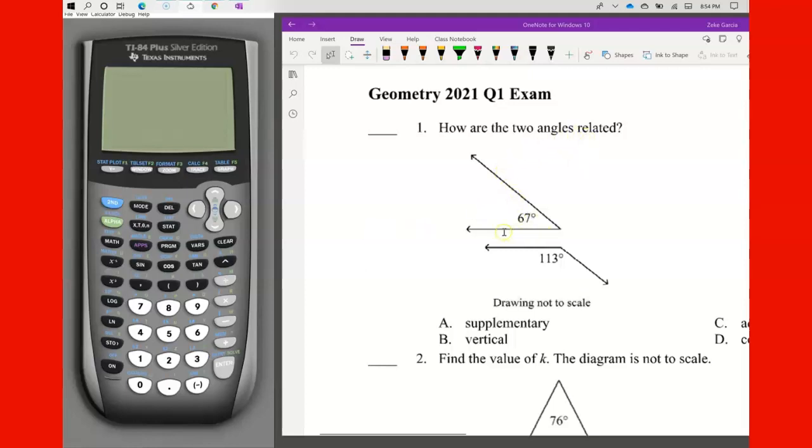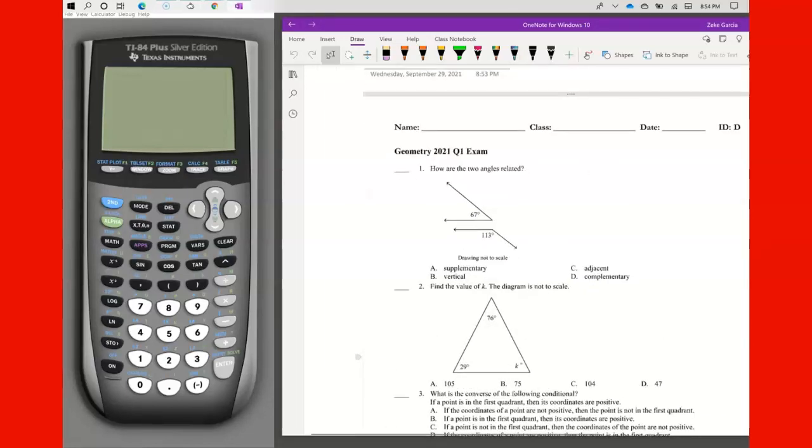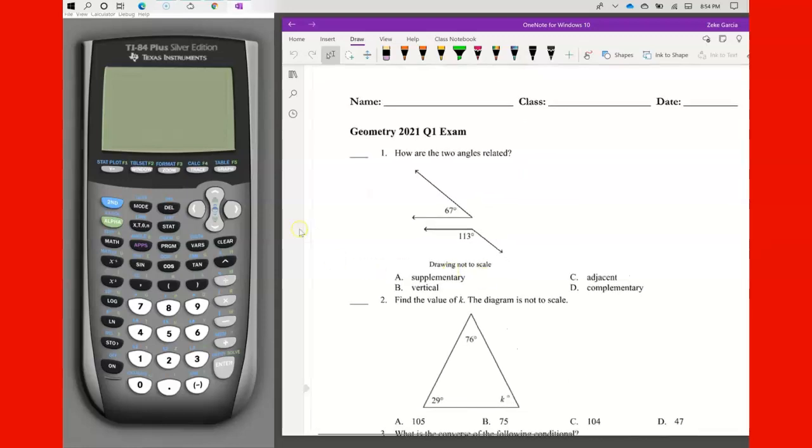You notice that this angle is 67, you know this angle is 113, and you notice that if you add 113 and 67, you're going to see that when you add 113 plus 67, it equals 180. So the only definition that satisfies that is supplementary. Supplementary.